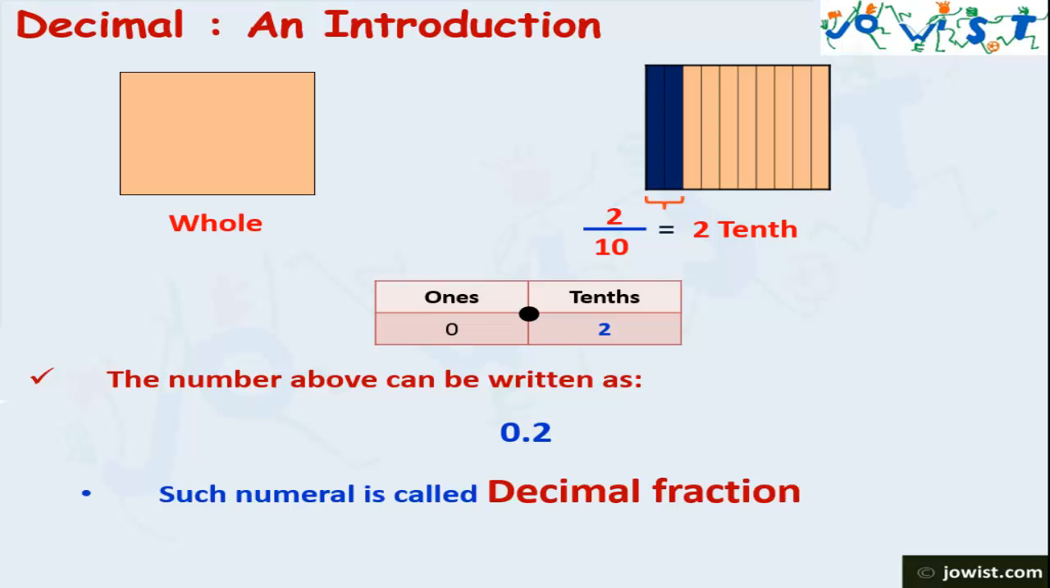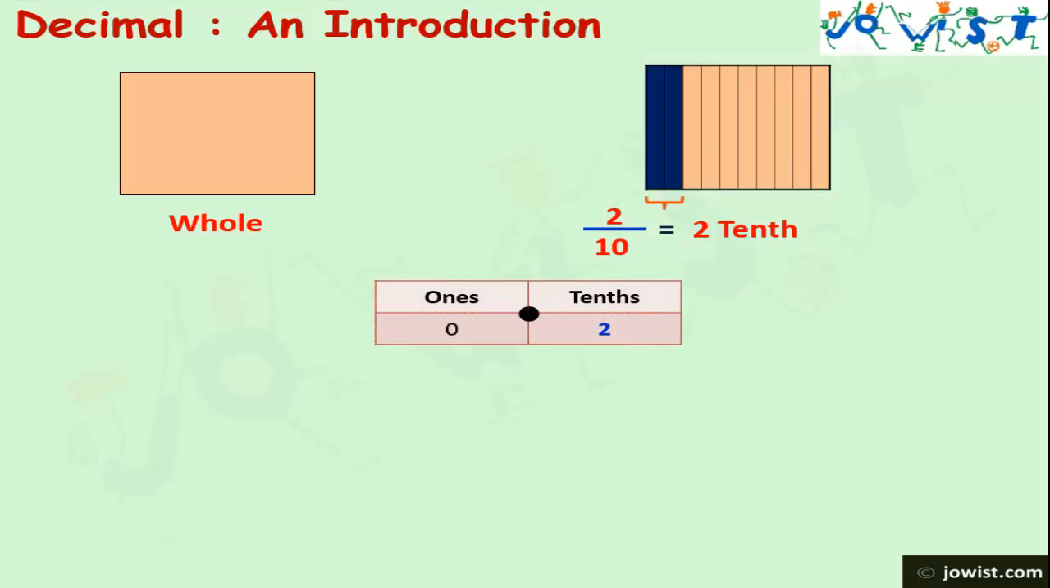Such numbers are called decimal fraction. Here 0.2 is a decimal fraction. The place value of 2 in 0.2 is, yes, it's 2 upon 10 as we have discussed it earlier. In this place value chart, we have 0 ones and 2/10. It can also be said as 0.2.